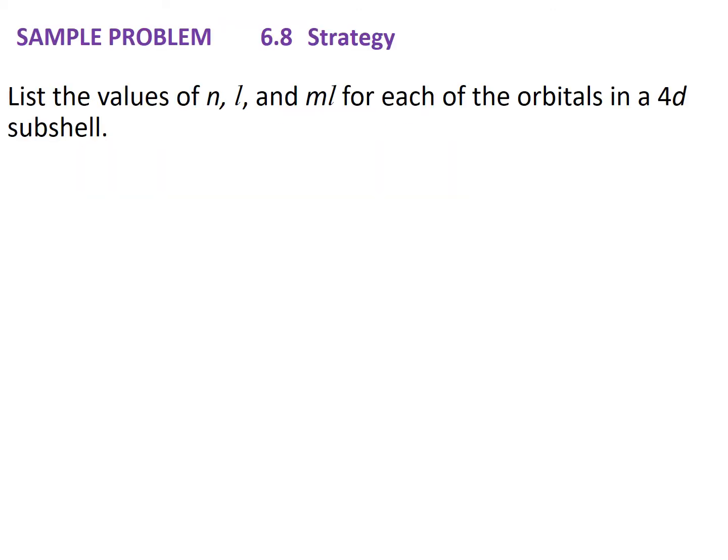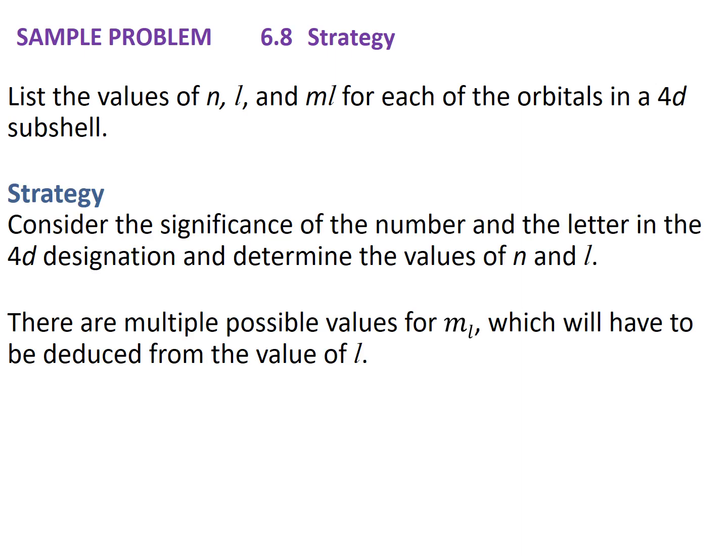Okay, so let's try one of these sample problems. Let's list the values of n, l, and m sub l for each of the orbitals in a 4d subshell. Okay, so a 4d subshell. So we're going to take a look at that. 4d gives us the values for n and l. And then we know that there's multiple possible values for m sub l because of the l. So 4 is our principal quantum number. So that is our n. And then d corresponds to our l.